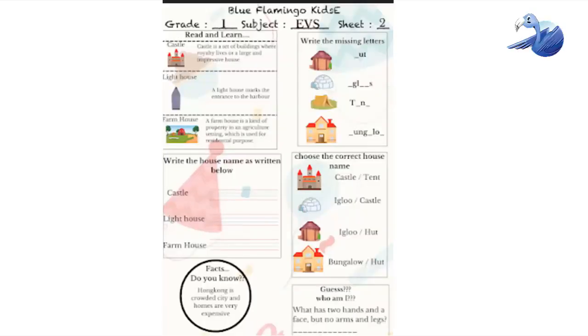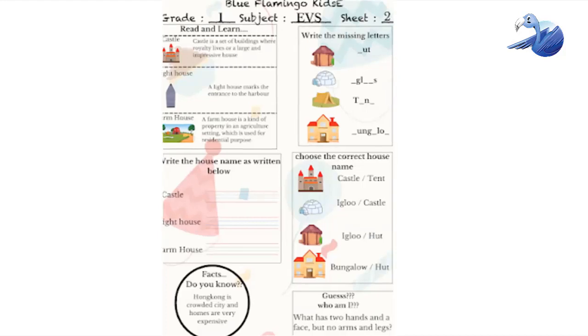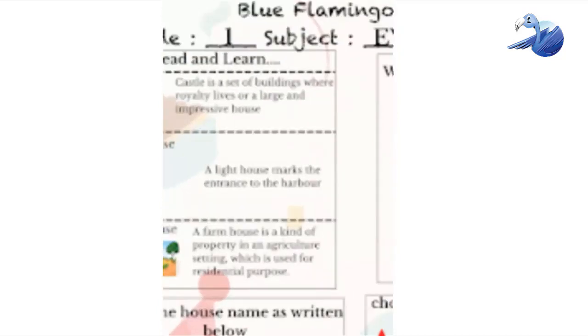First is EVS worksheet. The first question is read and learn. First we read some types of houses given. First is castle. A castle is a set of buildings where royalty lives, or a large and impressive house.